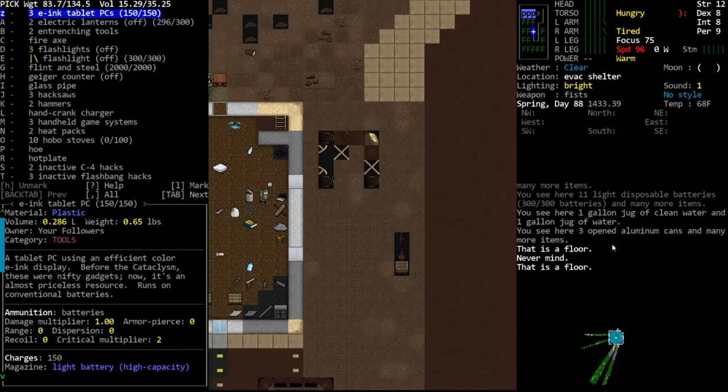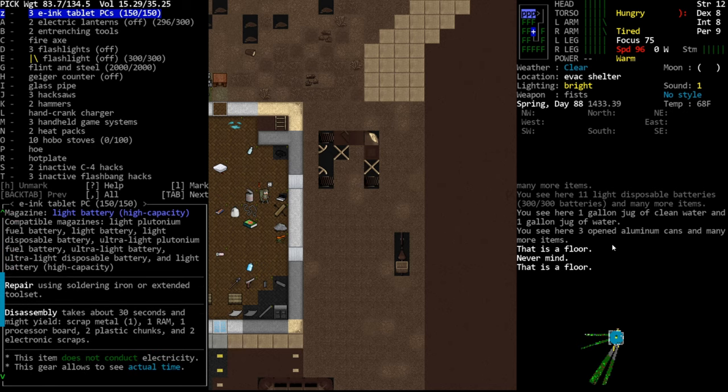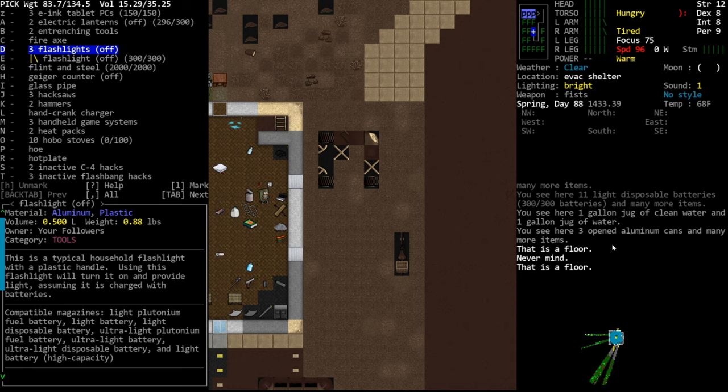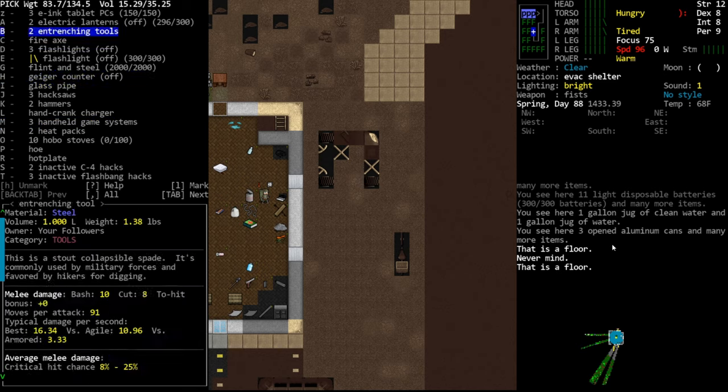If I remember right, where do you even get solder? E-ink tablets, what do you got going on? It doesn't say solder. Flashlights, I mean, why would there be solder in a flashlight, really? Handheld game system, solder 10. Yeah, so we can get small amounts from certain electronics.